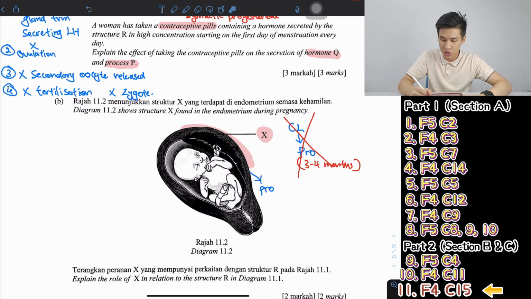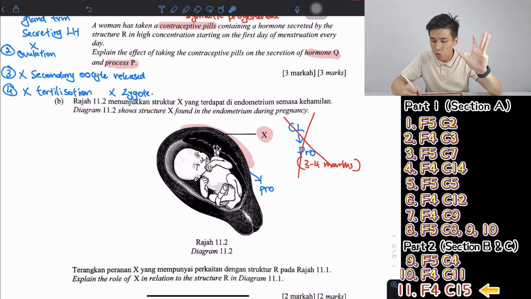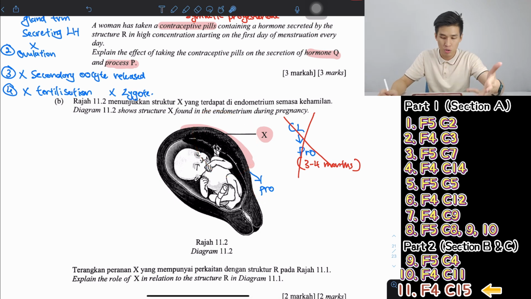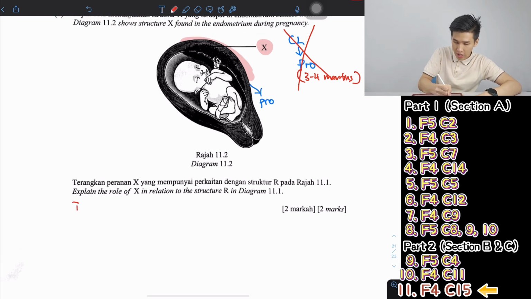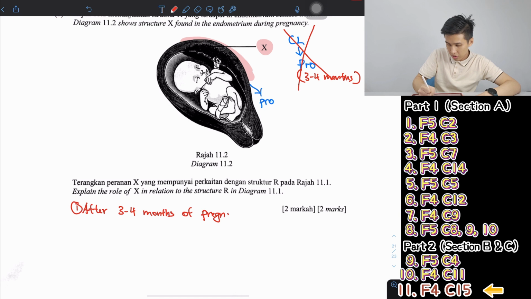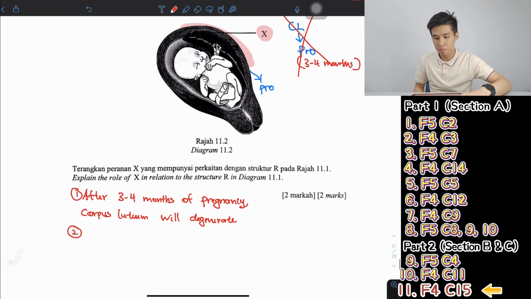But once the placenta is fully formed, which is after 3 to 4 months, then the corpus luteum is not needed anymore, because now this structure can produce the progesterone, so it will take over from the corpus luteum. So the role of X in relation to structure R in diagram 1.1 is, you can say, after 3 to 4 months of pregnancy, the corpus luteum will degenerate. And after it degenerates, the placenta takes over.